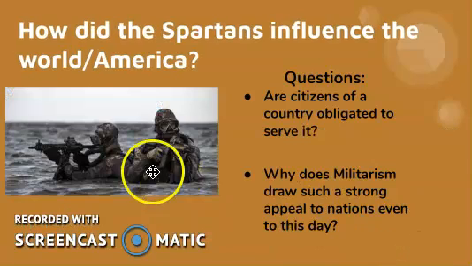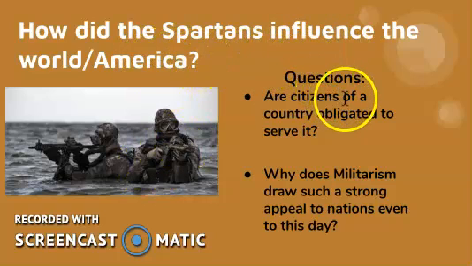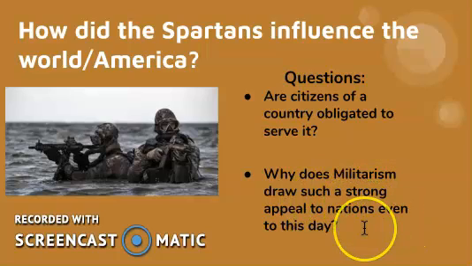So some questions to really ponder. How did the Spartans influence the world and America? Are citizens of a country obligated to serve it? It's a good question. It's definitely one that can be interpreted several different ways. And why does militarism draw such a strong appeal to nations even to this day? So really think about those.